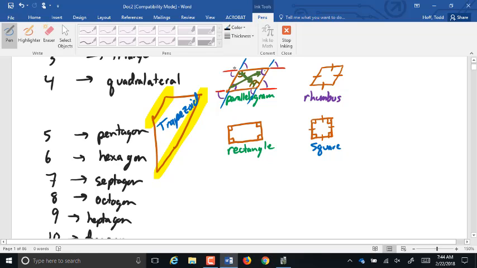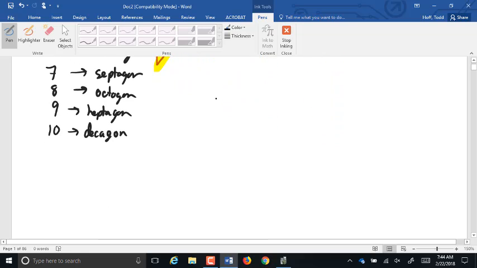There are other special types of quadrilaterals. These are the ones that occur often enough for us to name them. So if I were to draw a shape, name it for me.